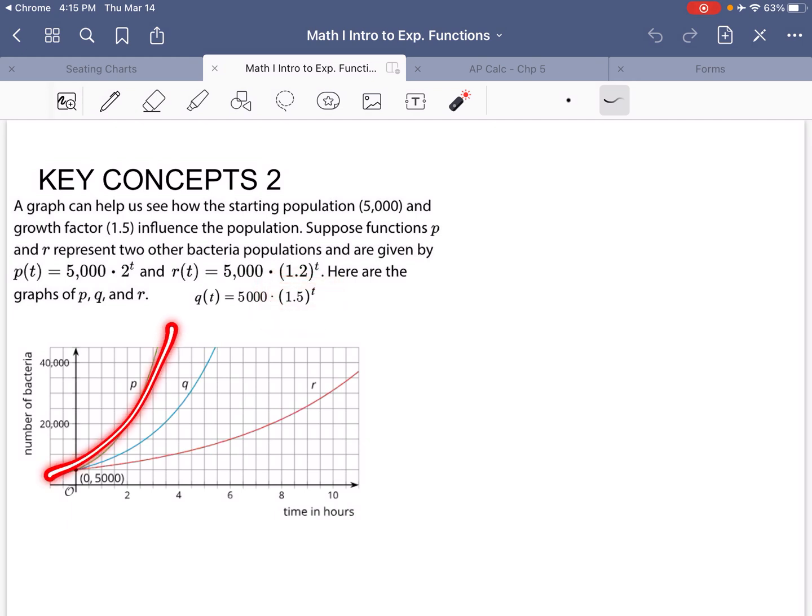So P grows the fastest because of the 2 to the t. Q is in the middle because of the 1.5. And R is the last one. It's the slowest growing one because it has the smallest growth factor.